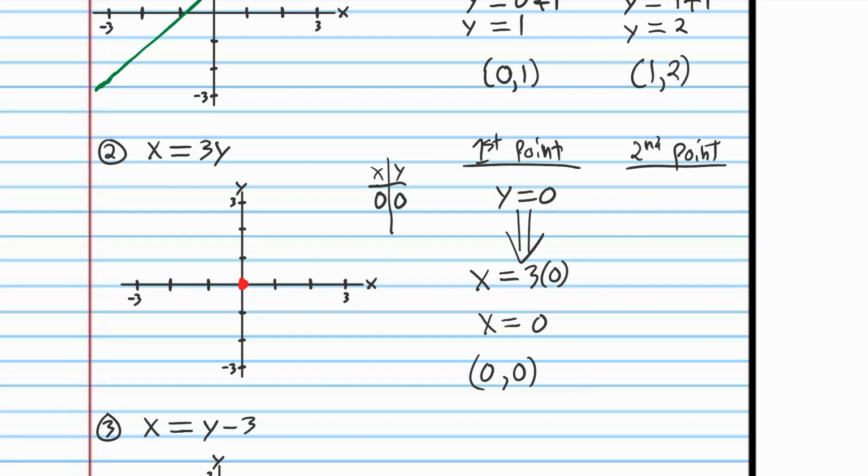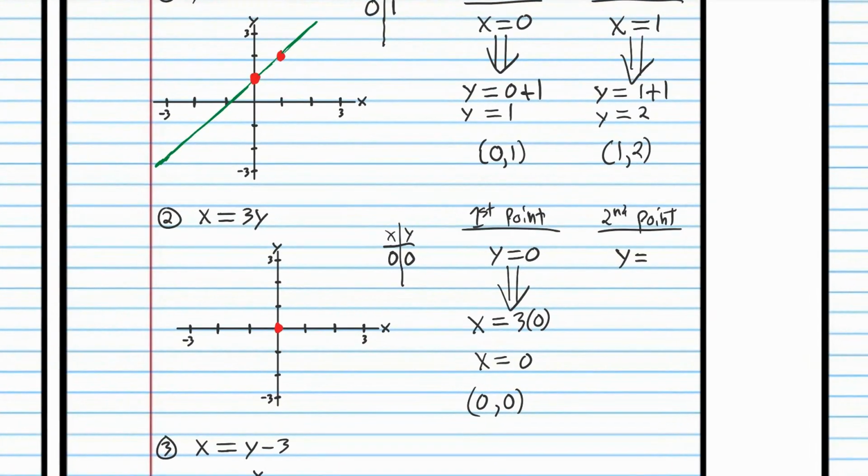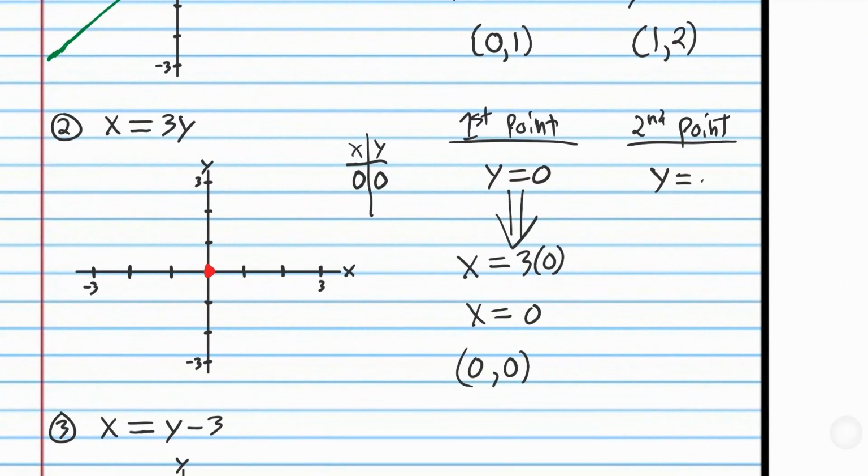And now I'm going to let y equal, we chose 1 in the previous problem for the second value, so I'm going to choose -1. So then x is equal to 3 times -1, and 3 times -1 is -3. So the point is -3, -1.